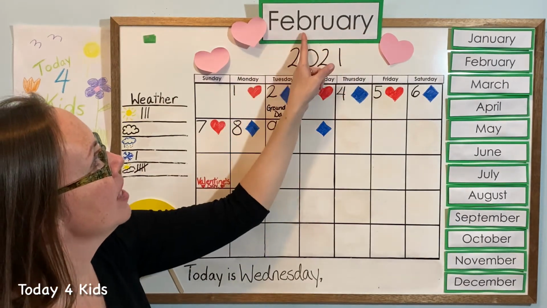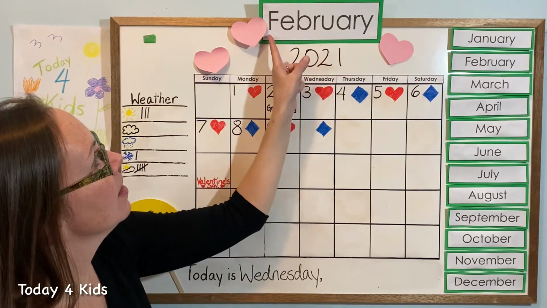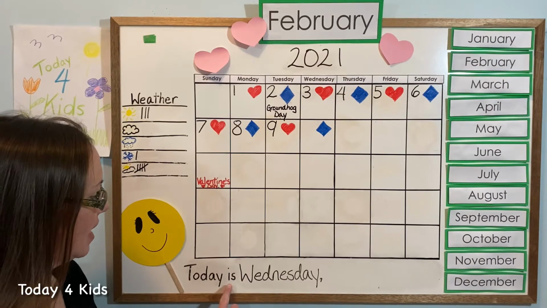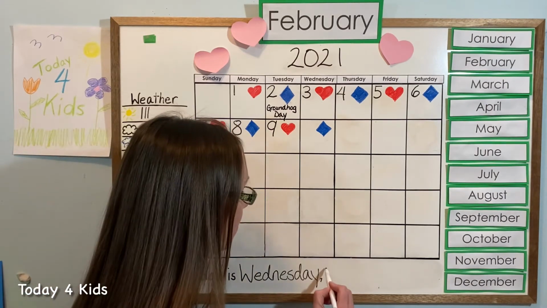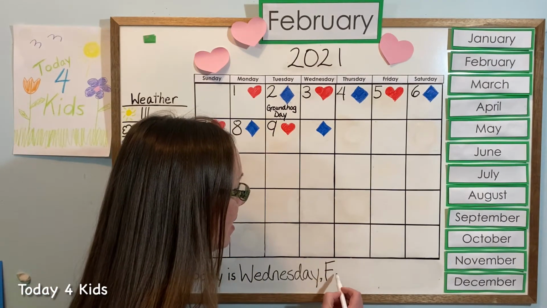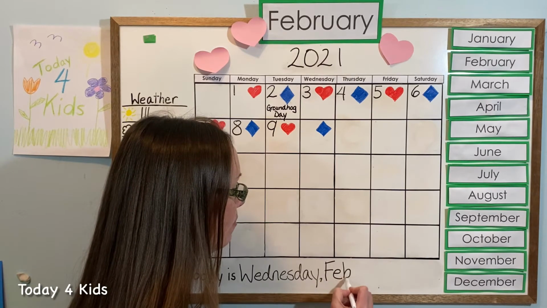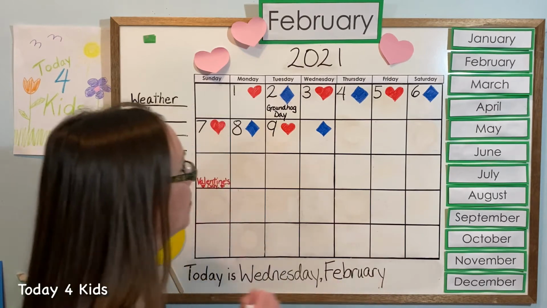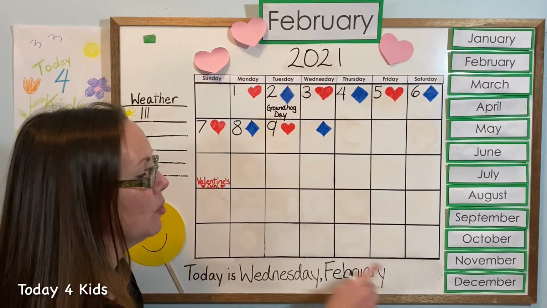F-E-B-R-U-A-R-Y. February. So let's put February into our sentence. Today is Wednesday. Capital F because it's the name of our month. F-E-B-R-U-A-R-Y. And next we got to put in the date.